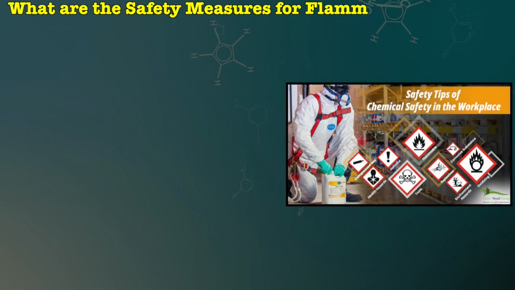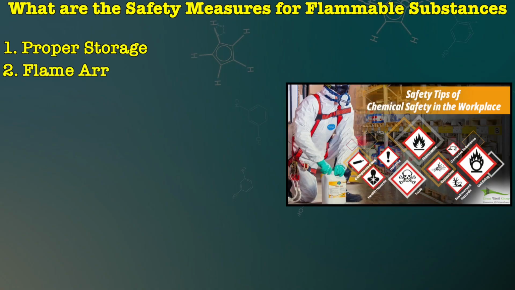What are the safety measures for flammable substances? First one is proper storage. Flammable substances should be stored in designated areas and away from heat sources, open flames and ignition sources. Storage areas should be well ventilated and equipped with fire extinguishing equipment.